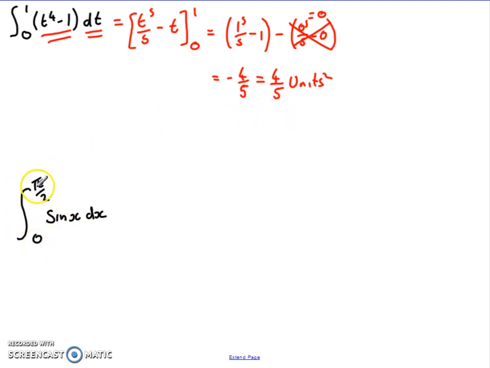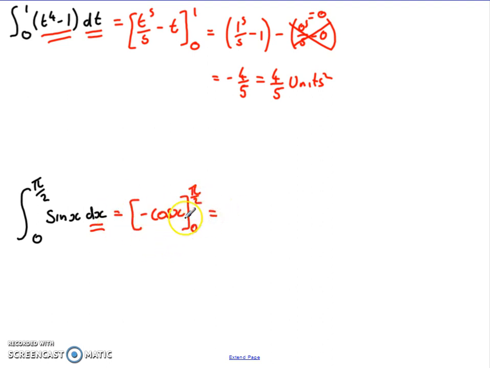This last one here, integral from 0 to pi over 2 of sine x dx. Again, integrating with respect to x. The only difference this time is it's a trig function. And we've done integrals of trig functions before, so we should know this. Integrate sine x gives you minus cos x. And again, we know that's going to go from 0 to pi over 2.